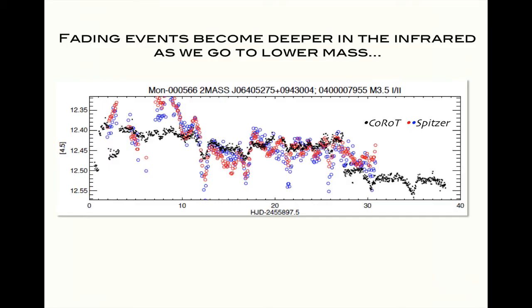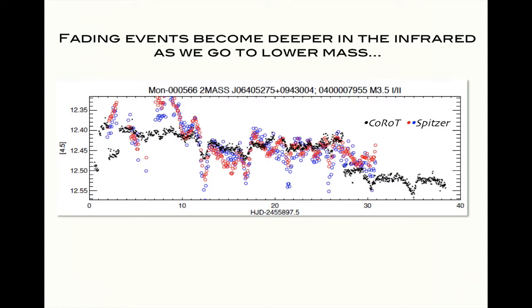And the interesting thing about these systems, and there's another example that I show here, is that as we go to lower and lower mass central stars, the dips actually seem to become deeper in the infrared than the optical. So in blue and red here, you can see that the events have larger magnitude decrements than in the optical. And we're not really sure why that is, except that it may be related to different dust properties around the lower mass stars and the brown dwarfs. And that will be something that requires more investigation to learn about.